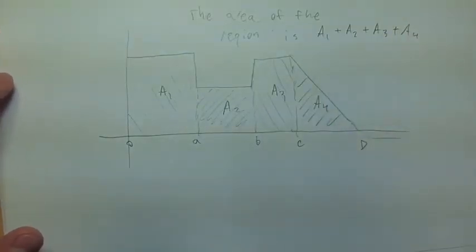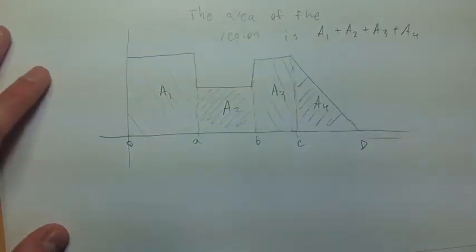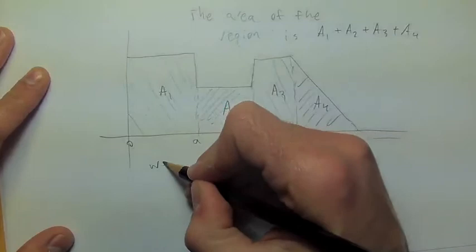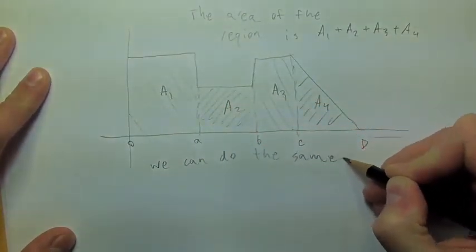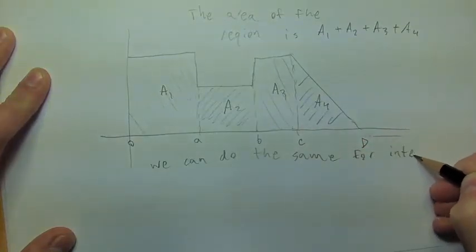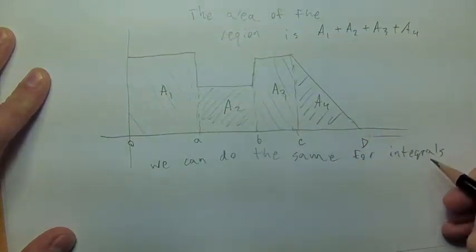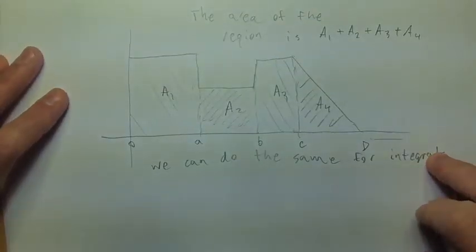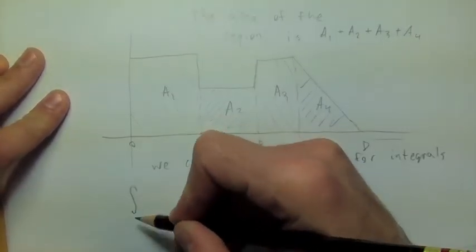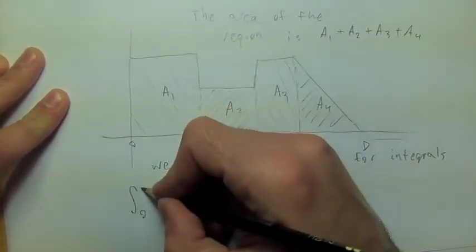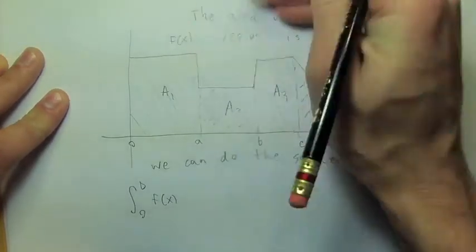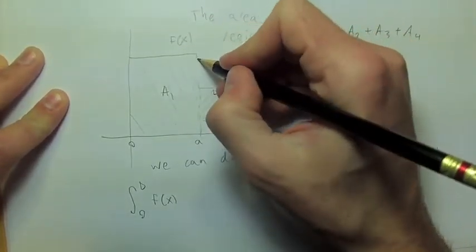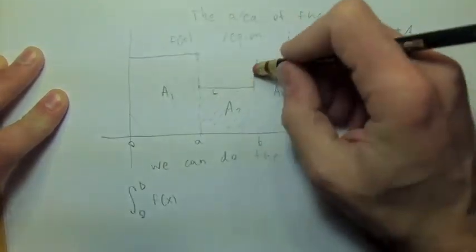We can do the same thing for integrals. So, the integral property that we have, we can do the same for integrals. Let's just write it out. If I was doing the integral from 0 to d of f of x, let's say that this guy was f of x, and pretend that these lines aren't part of the graph, it's just jumps.